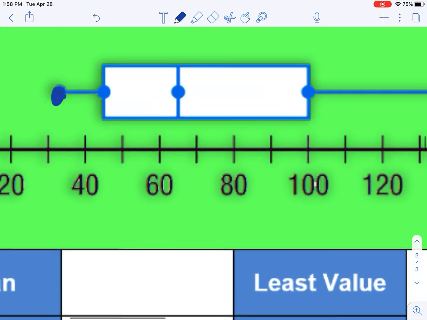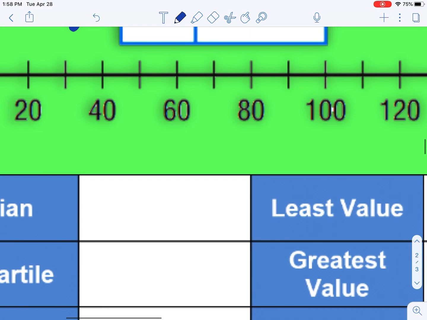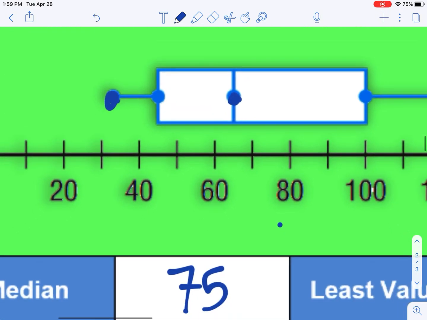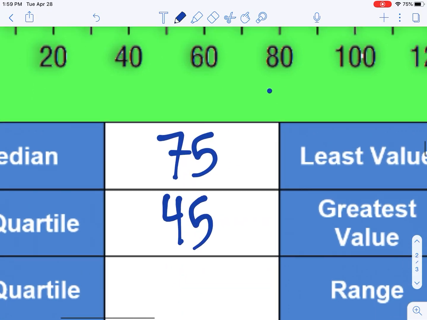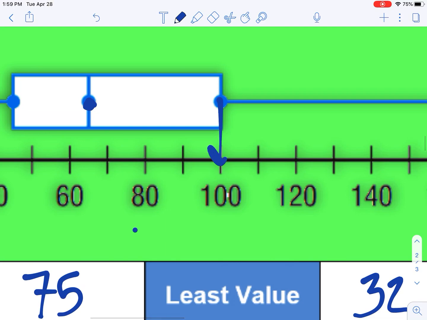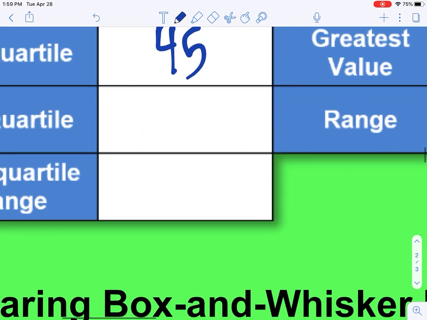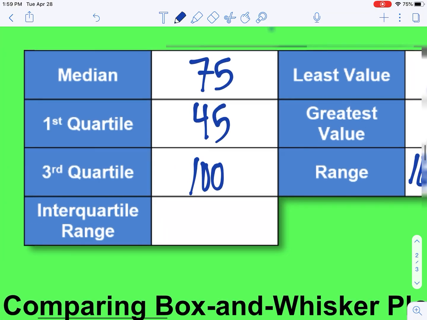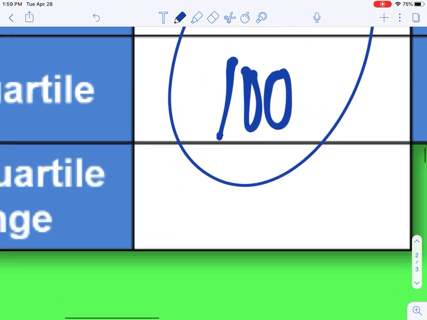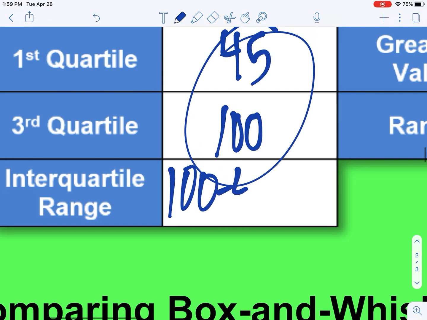My median here is right in the middle, maybe 75. So just do your best guessing. First quartile, 45 maybe. And third quartile looks to be right at 100. And then if you remember our interquartile range, we just subtract these two right there. So 100 minus 45 is 55.